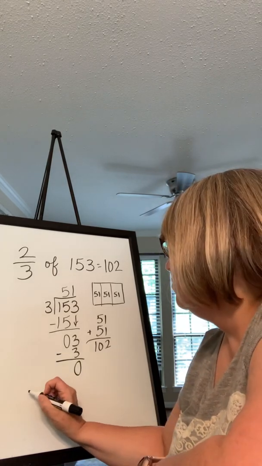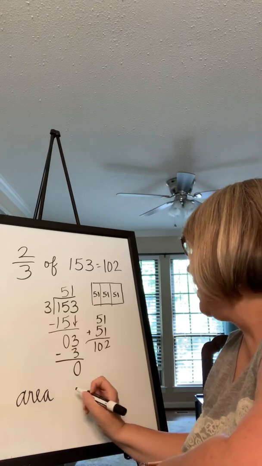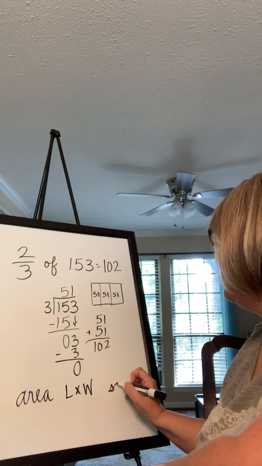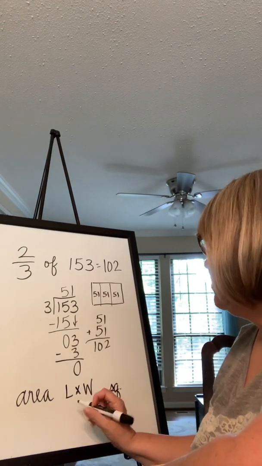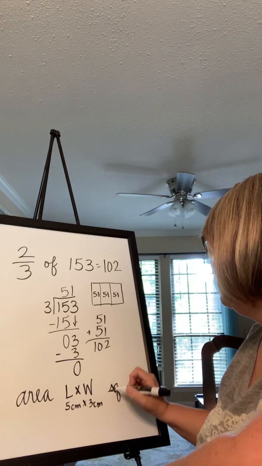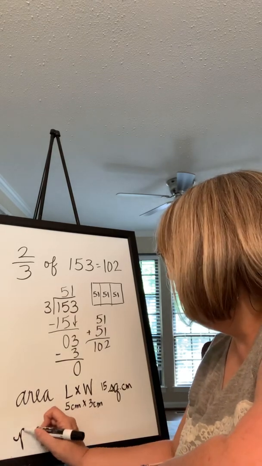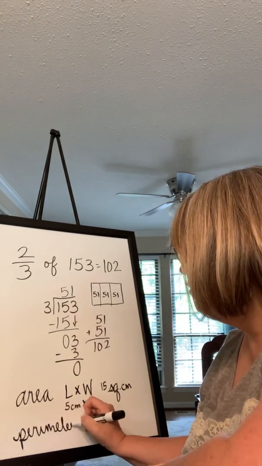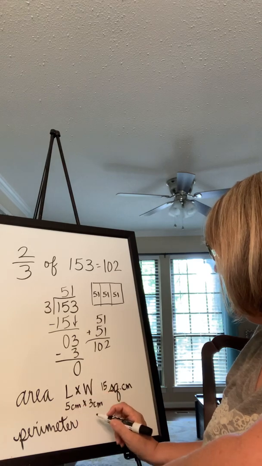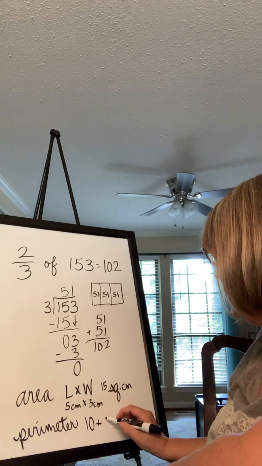We need to review area. Remember, if you want the area of something, it's what's inside. So it's 1 length times 1 width. And it will be in square units. So like if it was 5 centimeters times 3 centimeters, the area would be 15 square centimeters. And then, of course, perimeter would be adding all the sides. So 2 lengths plus 2 widths. So 5 plus 5 is 10, 3 plus 3 is 6.